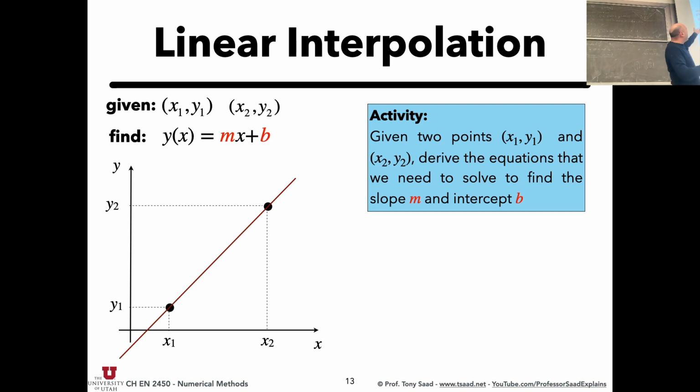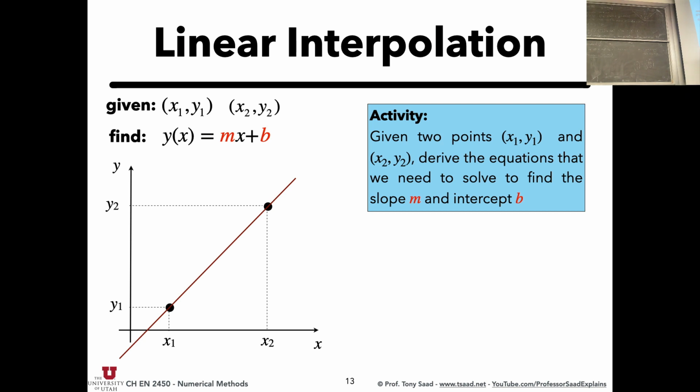Again, same thing. Essentially, you want to find the slope and the intercept. Now, in this question, don't solve for the slope and the intercept. I want you to derive the equations that you need to obtain the slope and the intercept. So you could say the slope is equal to y2 minus y1 over x2 minus x1, but I don't want that. I want the equations that govern the slope and the intercept.